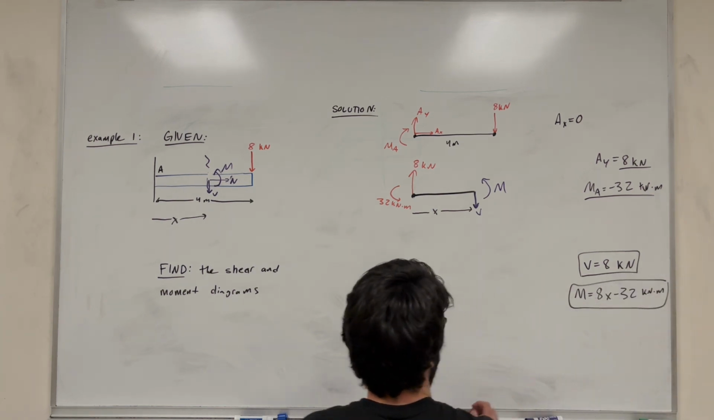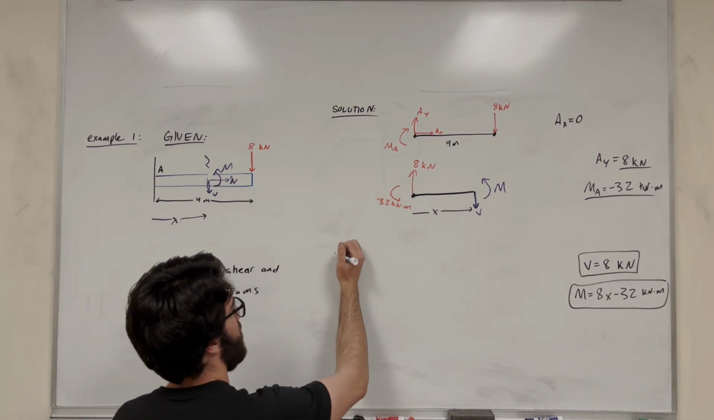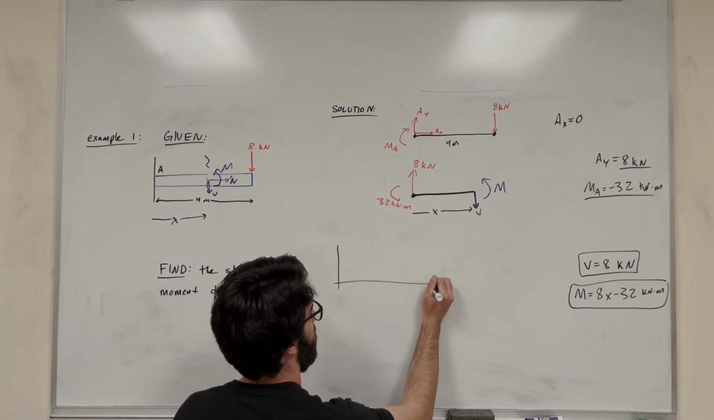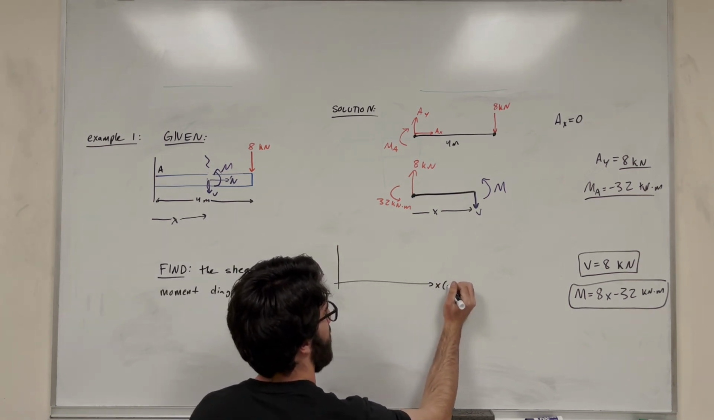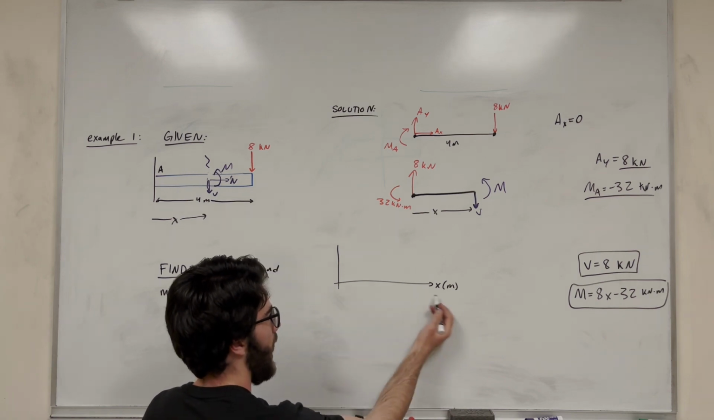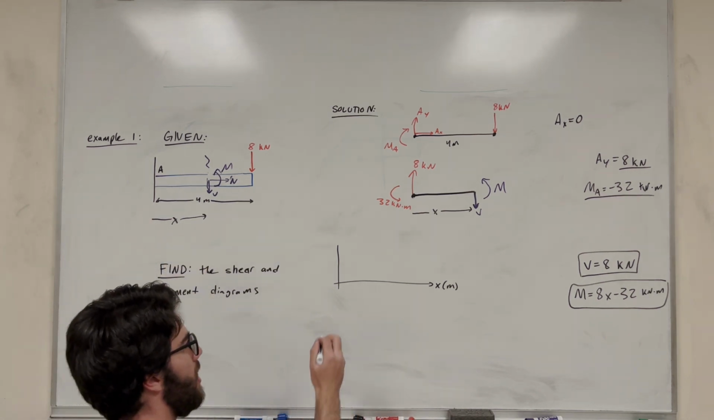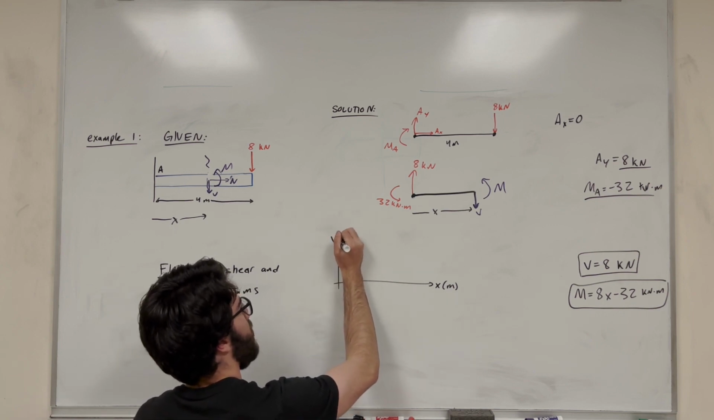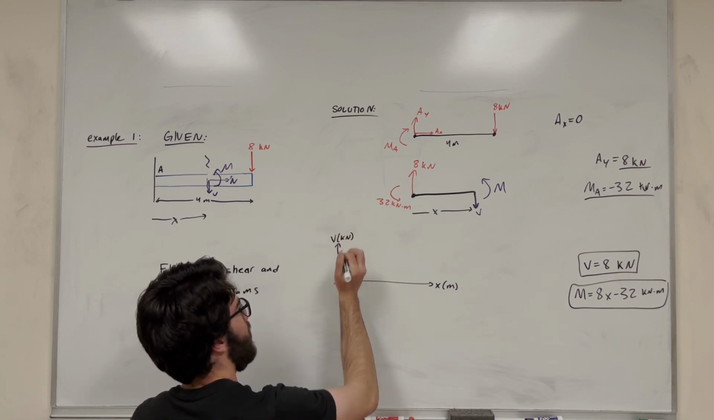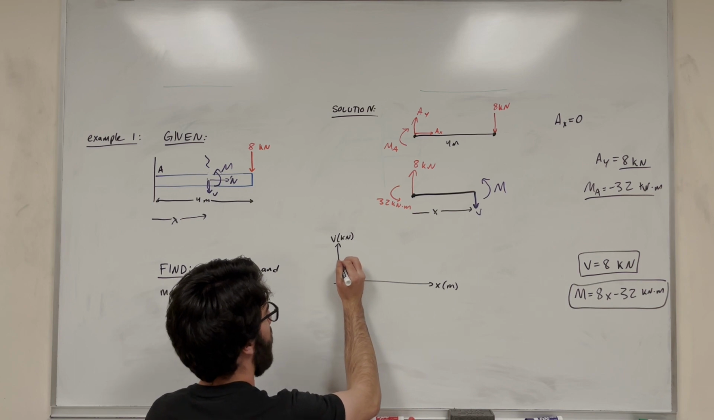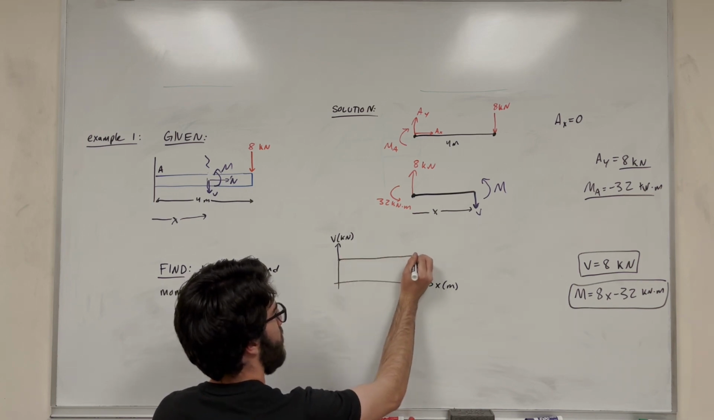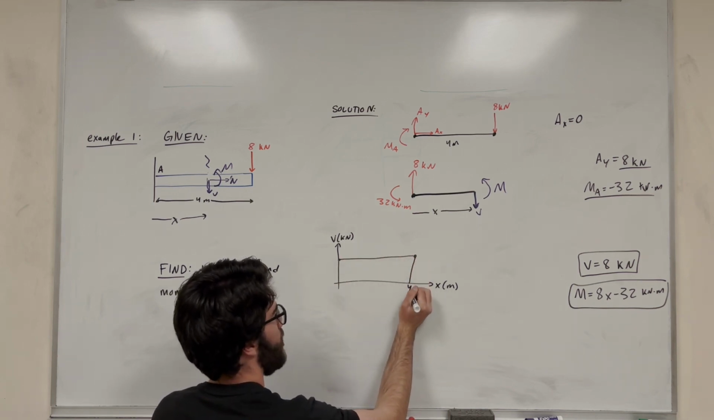So let's start with the shear, I mean. The shear is easy. It's super easy to graph. So let's label this x as in meters. We want our x-axis to be distance. Basically, we're looking at how far away from A we've gone. And then y is our shear in kilonewtons. And so it just is 8 kilonewtons, so we know we're going to stay at 8 kilonewtons the entire way till we reach 4 meters.